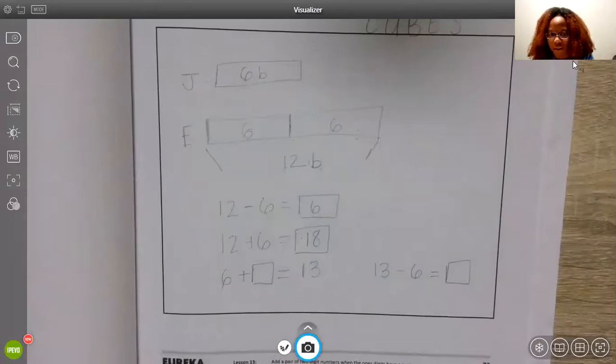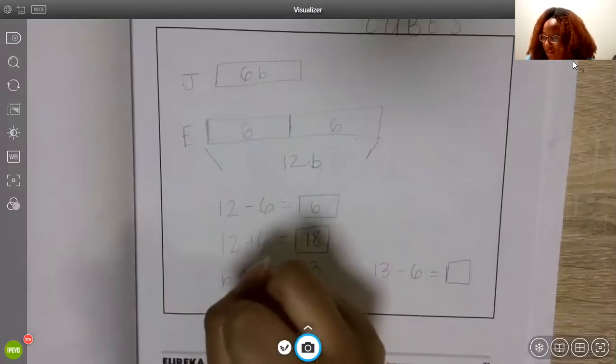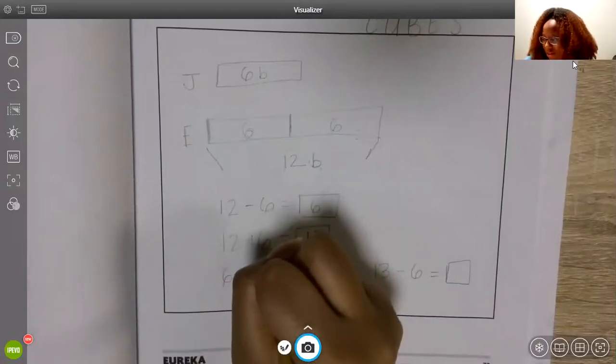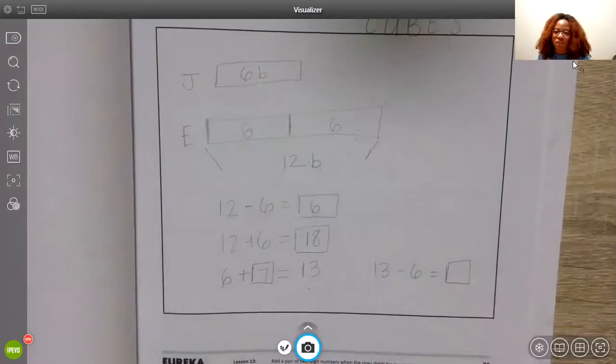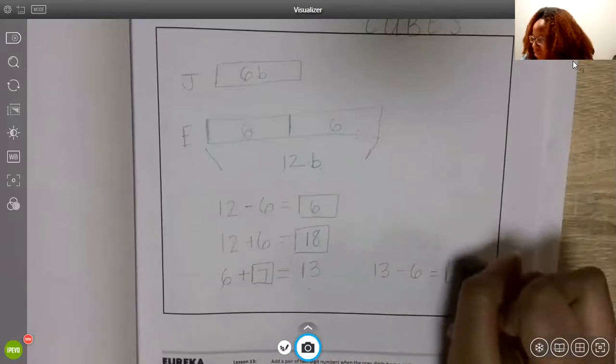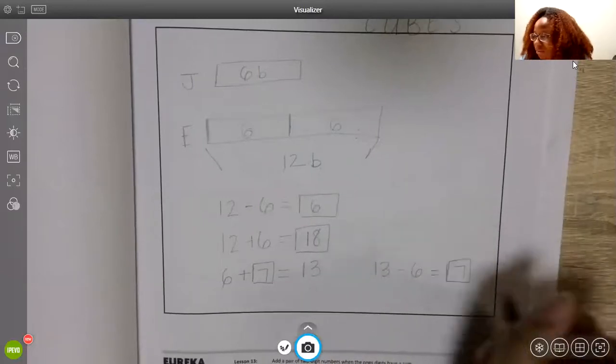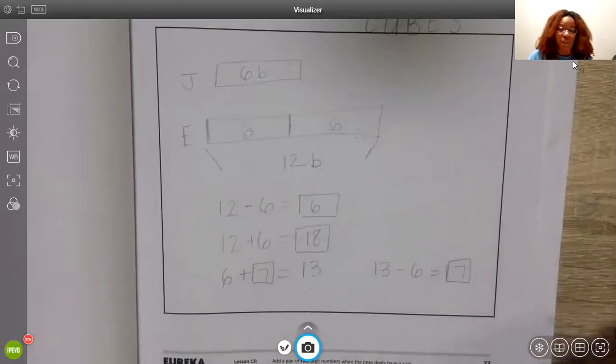All right, so what answer did you get? Okay, so I know if you do 6 plus 7, that will equal 13. But then if you also do 13 minus 6, that will also equal 7. So that means he has to read 7 more books in order to have read 1 more book than Emmy.